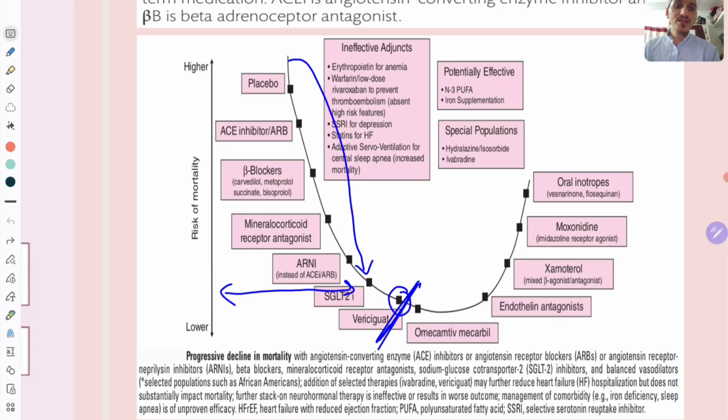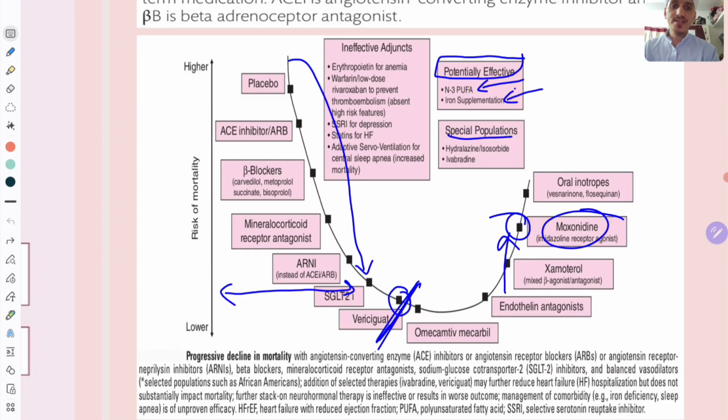Moxonidine is a centrally acting alpha agonist, used for BP. So you should not use moxonidine in cardiac failure patients because it increases the mortality. See, the mortality is increased from here to here. Moxonidine should not be used. And effective adjuncts, you can see here: omega-3 fatty acids and iron supplementation are effective adjuncts in patients of heart failure. So you can use omega-3 fatty acids, very beneficial, and iron supplementation in these patients.